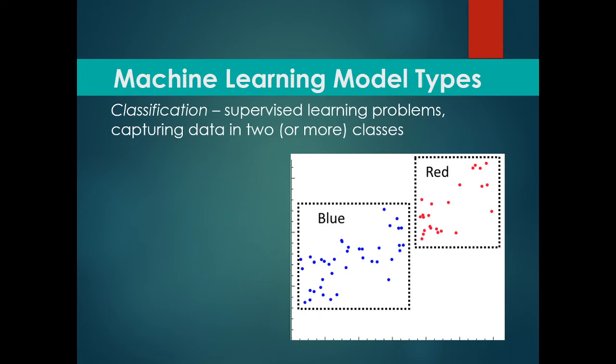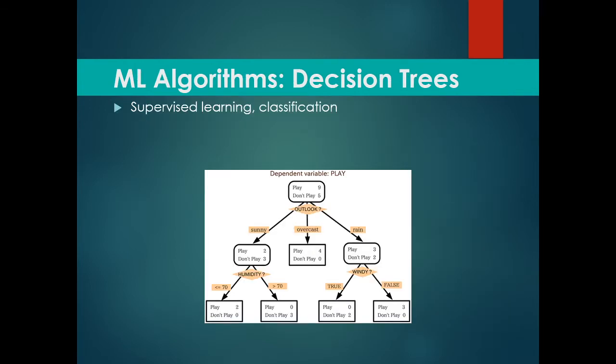So now let's look at another machine learning model. It's classification. Classification is a supervised learning problem, and it captures the data into two or more classes. As you can see here, the data is captured into two classes, red and blue. Before we move ahead, I have one question for you. Is it spam or ham? More on this later. So now let's look at the machine learning algorithms.